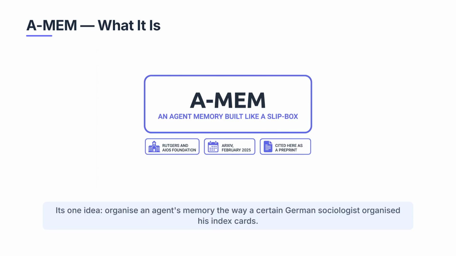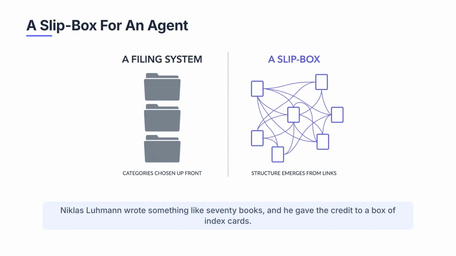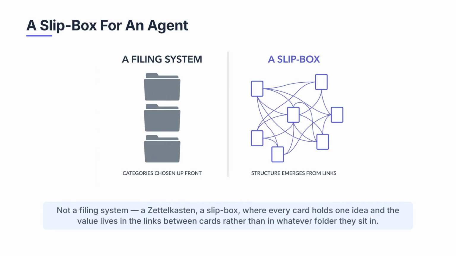It's one idea: organize an agent's memory the way a certain German sociologist organized his index cards. Niklas Luhmann wrote something like 70 books, and he gave the credit to a box of index cards. Not a filing system, a Zettelkasten, a slip box, where every card holds one idea, and the value lives in the links between cards, rather than in whatever folder they sit in.